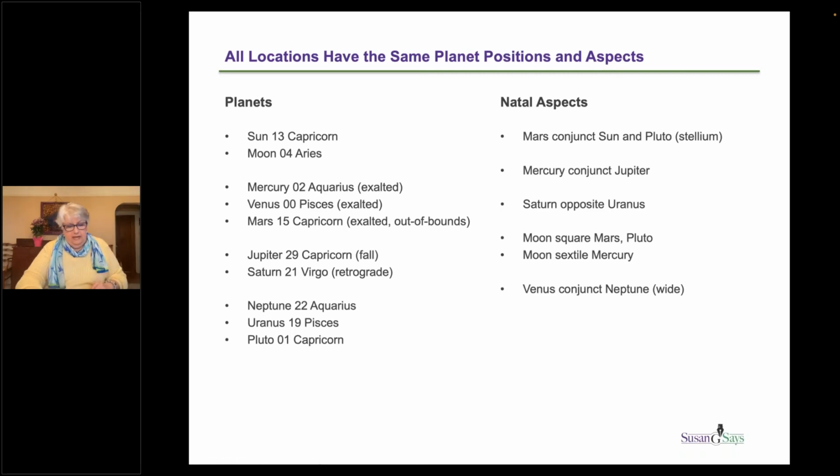Aspect-wise, Mars is conjunct Sun and Pluto for a nice Capricorn stellium. Mercury is conjunct Jupiter. Saturn's opposite Uranus. The Moon is square Mars and Pluto, sextile Mercury, and Venus is in a wide conjunction with Neptune. It's a Capricorn chart, and Saturn is the chart dispositor, so it's very Capricorn-like.